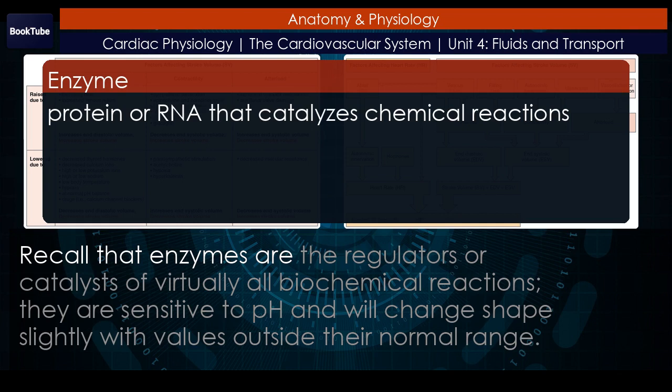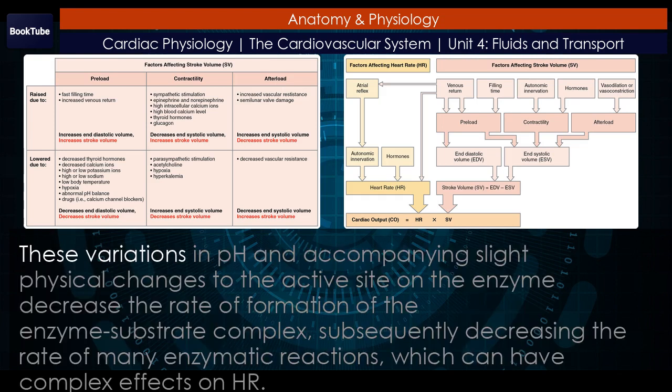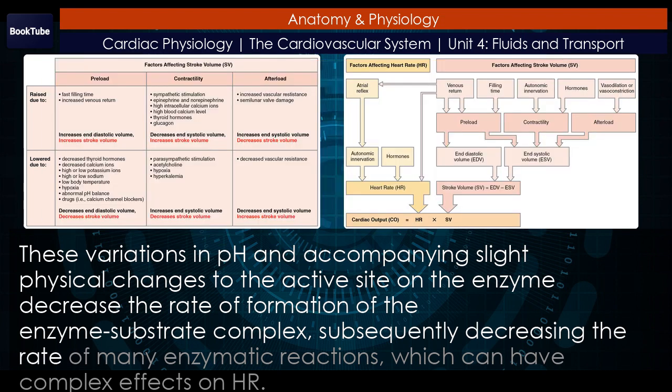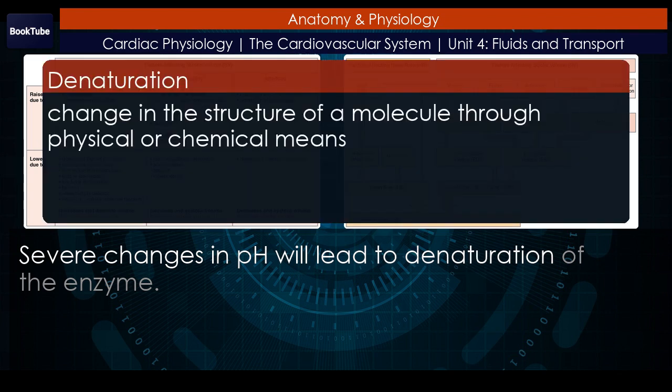Recall that enzymes are the regulators or catalysts of virtually all biochemical reactions. They are sensitive to pH and will change shape slightly with values outside their normal range. These variations in pH and accompanying slight physical changes to the active site on the enzyme decrease the rate of formation of the enzyme substrate complex, subsequently decreasing the rate of many enzymatic reactions, which can have complex effects on our body. Severe changes in pH will lead to denaturation of the enzyme.